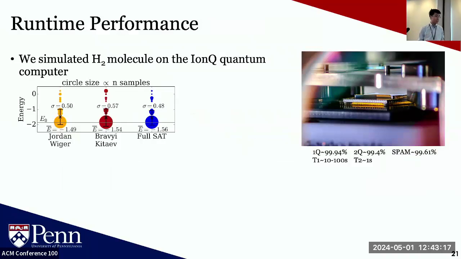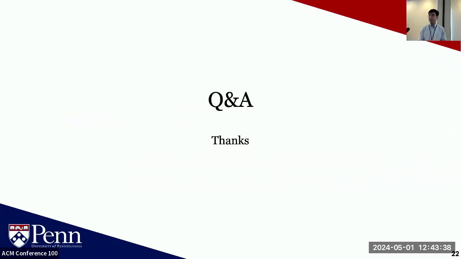Finally, we tested the circuits of our method and the Bravyi-Kitaev and also the Jordan-Wigner on the real IonQ quantum computer. And since we have the shorter circuits, our results achieved the lowest variance of measurements and also the closest result against the theory. So I guess that's all about it.